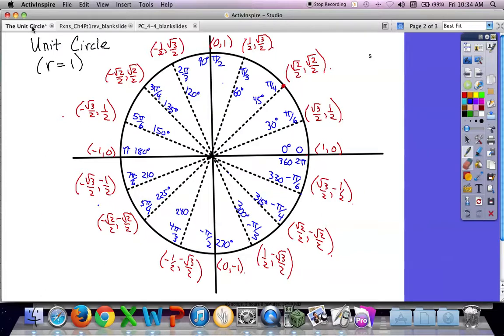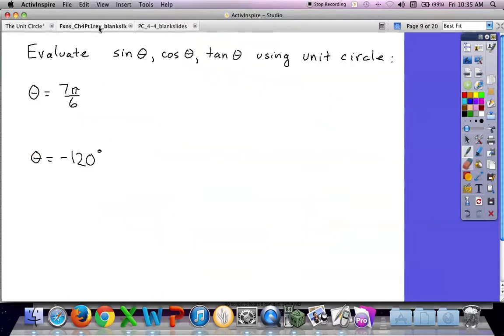It's the x and the y, right? So find 7 pi over 6, right there. And there's the x and the y, which is the cosine and which is the sine. X is cosine, y is the sine. So let's write that down. So we know the point that we're dealing with here is negative square root of 3 over 2, negative 1/2.